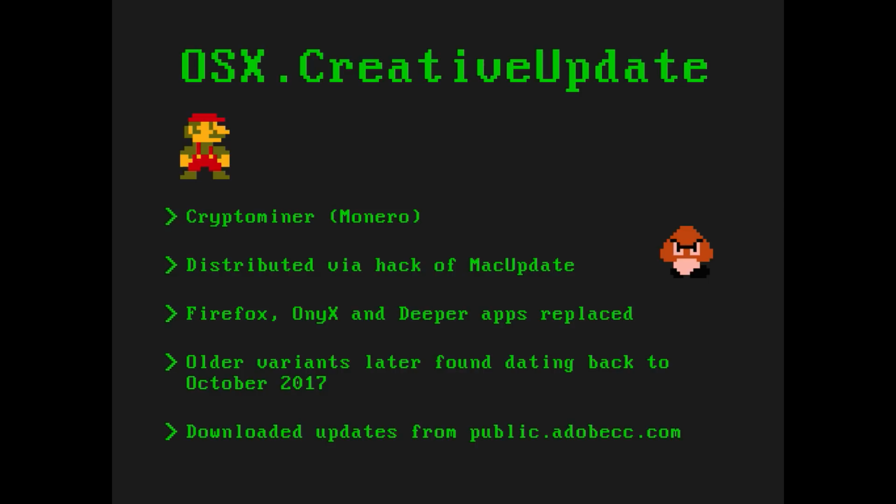This one was kind of interesting because it was distributed via a hack of MacUpdate. So what happened is that somebody managed to get into MacUpdate and they replaced several different applications. So when you tried to download from MacUpdate, it would actually redirect you to a download from a different site. And you wouldn't know, because all you got was just the download. It looked like it was downloading the right thing from MacUpdate. And the three apps that we know were affected were Firefox, Onyx, and something called Deeper that I had never heard of before this.